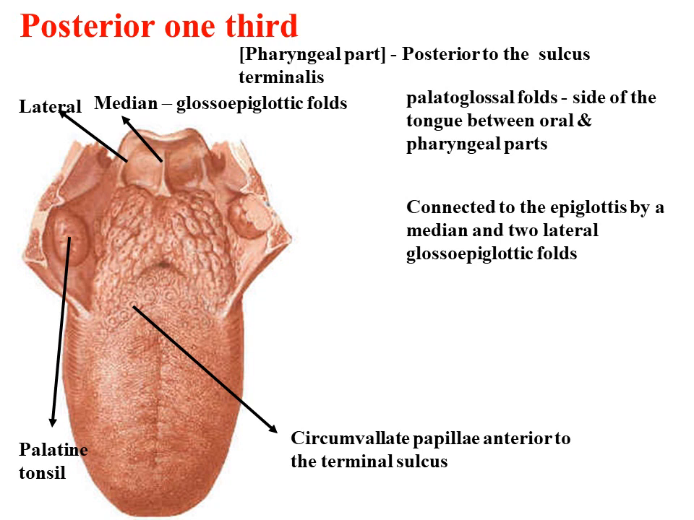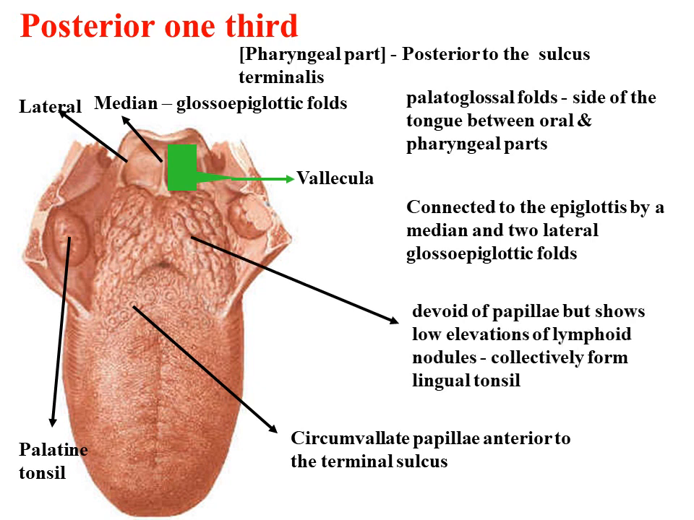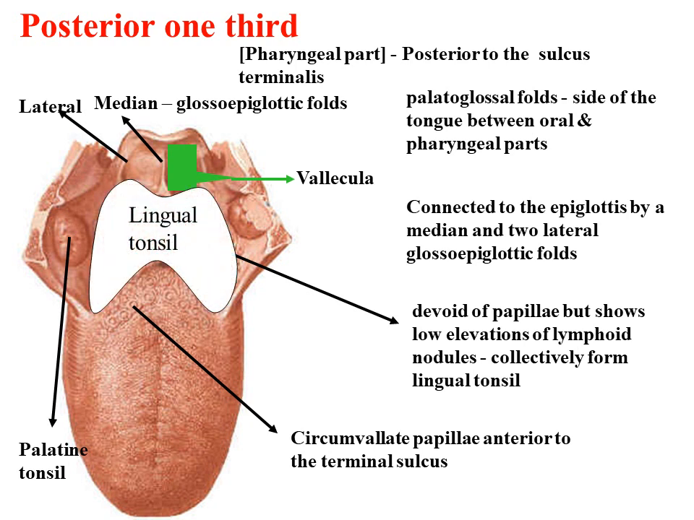Here are the circumvallate papillae, anterior to the terminal sulcus, and this between the two lateral and the median glossoepiglottic fold is the vallecula. This is devoid of lymphoid nodules, as is the lingual tonsil. As I said, this is the lingual tonsil.